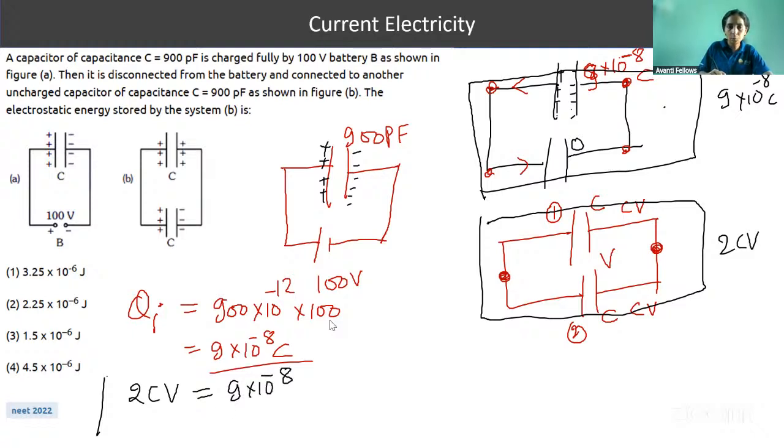ठीक है. और 2 इंटू सी को क्या लिखोगे आप? सी इज व्हाट? 9 इंटू 10 टू द पावर माइनस 12 इंटू वी इक्वल टू 9 इंटू 10 टू द पावर माइनस 8. यस. सो यहां से अगर आप कट करते हो, सो दिस विल गिव यू वी इज इक्वल टू हाउ मच?